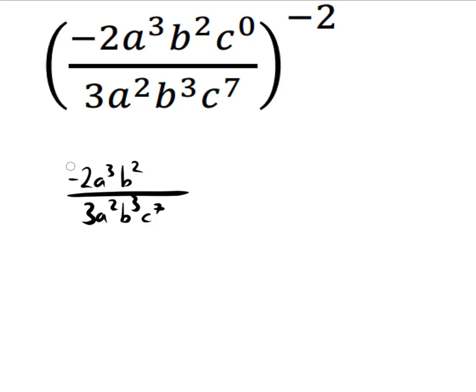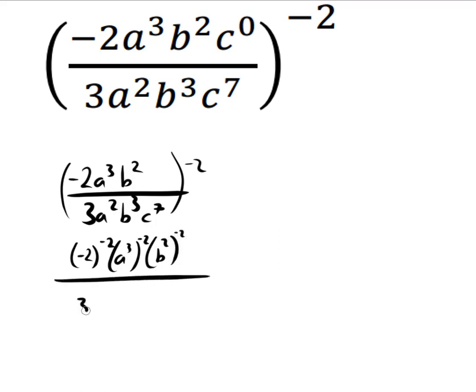Now I apply the power to a power rule because all of this is raised to the negative 2 power. I'm going to distribute this negative 2 to everything on the inside. So I get negative 2 to the negative 2 power, a cubed to the negative 2 power, b squared to the negative 2 power, all over 3 to the negative 2 power, a squared to the negative 2 power. Let me just rewrite that. I don't want that to be confusing for you guys.